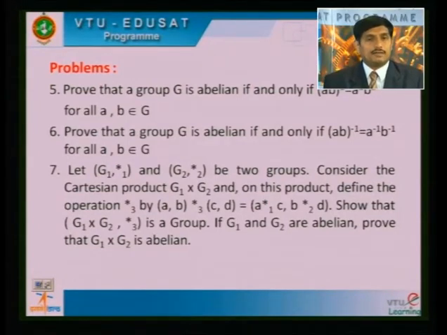Let (G1, star 1) and (G2, star 2) be two groups. Consider the Cartesian product, G1 cross G2. Define another operation star 3 on this product, (A,B) star 3 (C,D), denoted by the first component using the first star, and the second component using the second star. Show that (G1 cross G2, star 3) is a group. If G1 and G2 are abelian, prove that G1 cross G2 is abelian. Using this property, you can show that it is abelian.